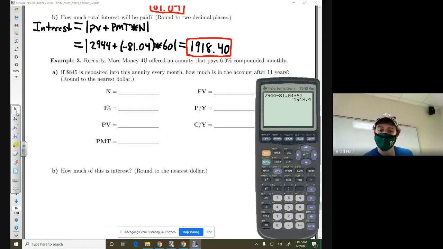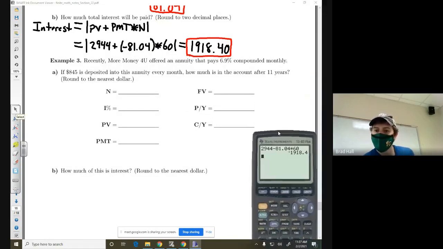So moving on to example 3, there's this company that provides an annuity. So an annuity is a savings account. So you're putting money into it. It's not a debt. It's some account that you're going to be building up. It pays 6.9% interest compounded monthly. And let's say with this annuity, you're going to take $845 out of your monthly paycheck, put that straight into the annuity. How much is in the account after 11 years?